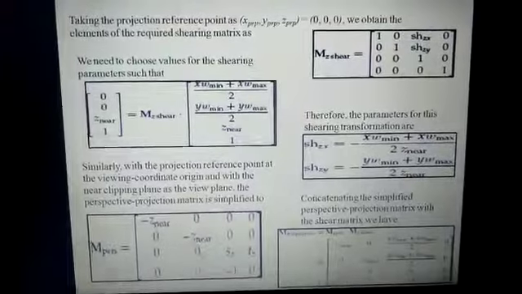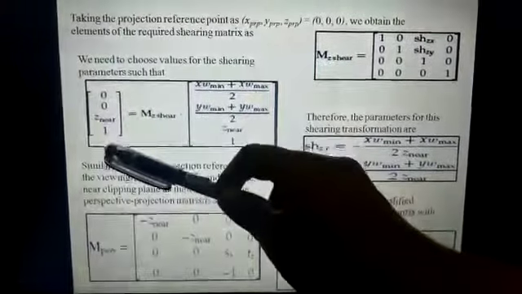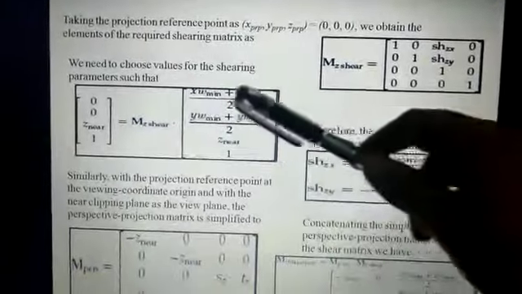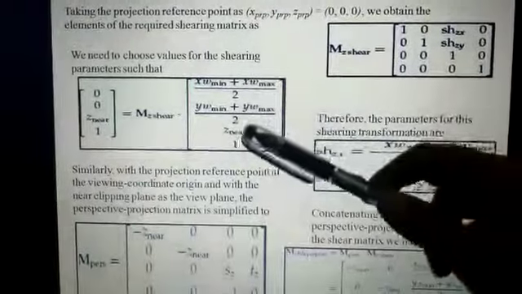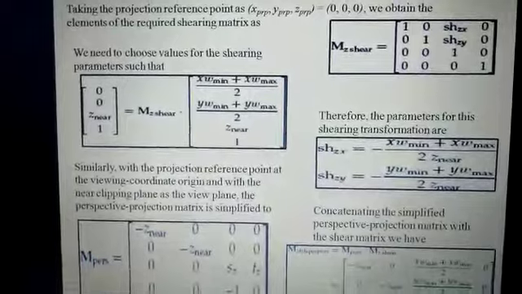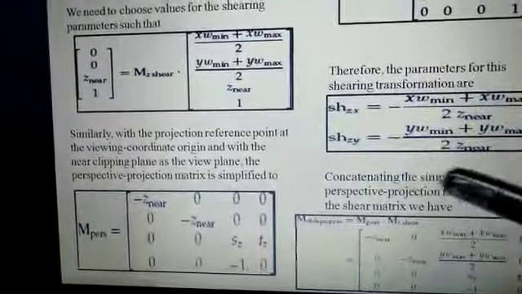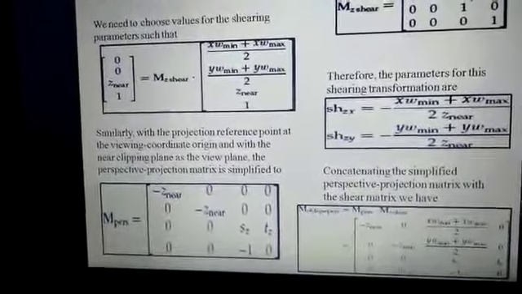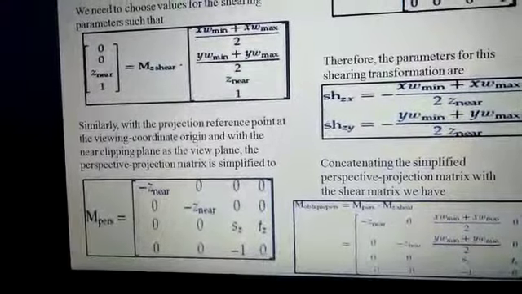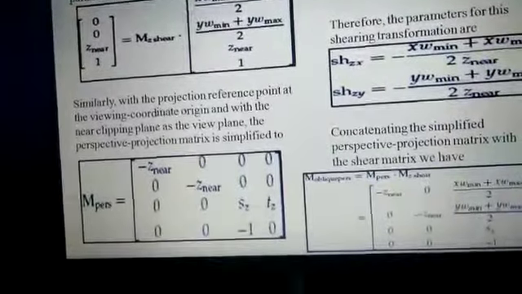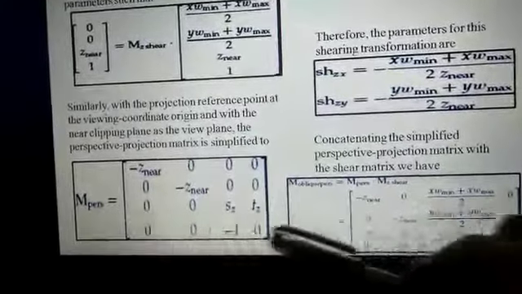We need to choose values of the shearing parameters such that 0, 0, znear, and 1 map with respect to wmin, wmax, wmin, wmax for both x and y coordinates and znear. Therefore, the parameters for this shearing transformation can be referred to with respect to this. Similarly, with the projection reference point at the viewing coordinate origin and the near clipping plane as the view plane, the perspective projection matrix is simplified to this.